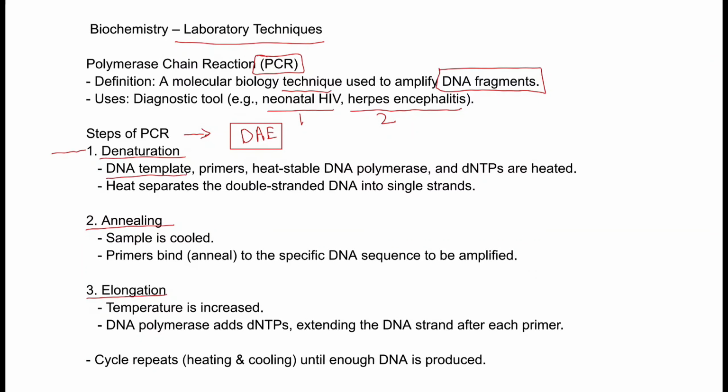Denaturation: DNA template, primers, heat stable DNA polymerase and dNTPs are heated. These are the components of the reaction. They are heated at a very high temperature. Due to the extreme temperature, heat separates the double-stranded DNA into single strands.